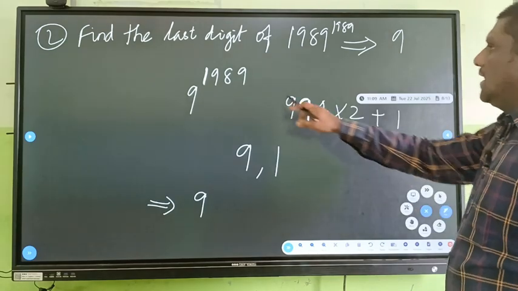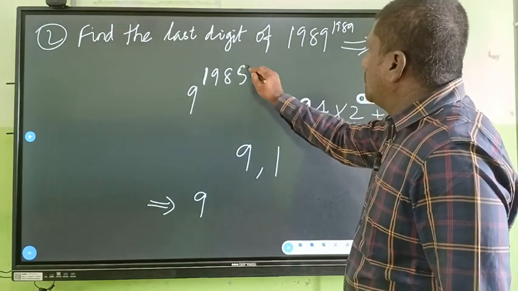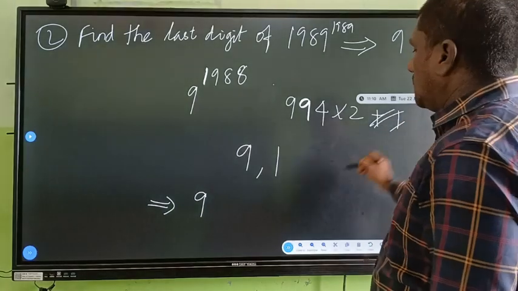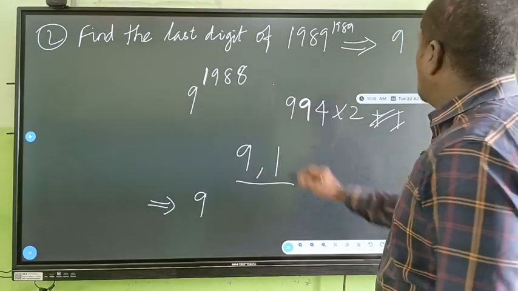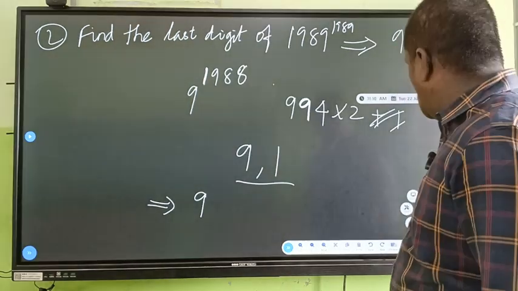Had it been 1988, there is no remainder. So the cyclicity is 2, and the number will end in 1.